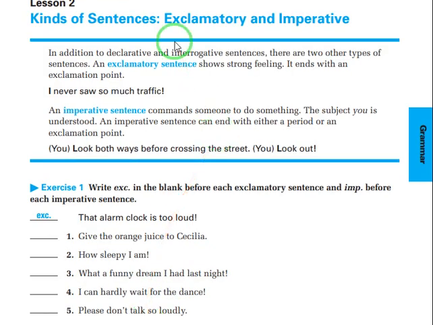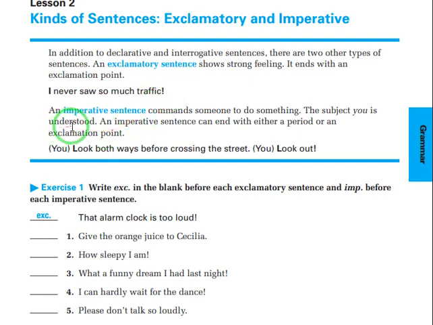The third type of sentences is the exclamatory. The exclamatory is when we show feelings, when we express emotions. And of course, it ends with an exclamation mark. It comes from the word exclaim as well. I never saw so much traffic. Okay, here they are showing feelings. Of course, it ends with an exclamation mark.